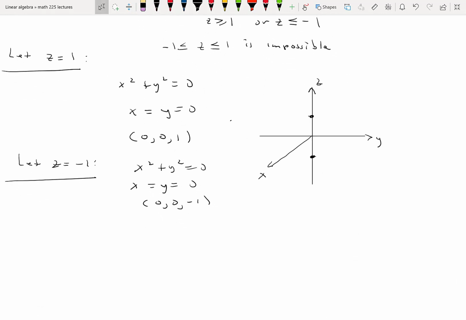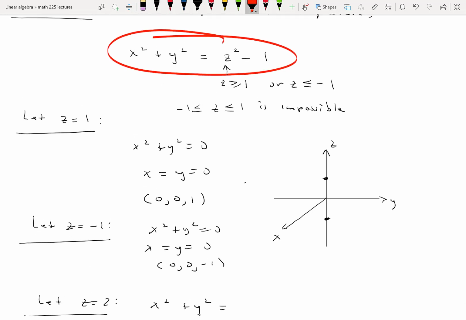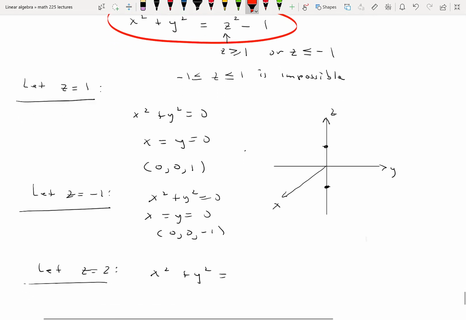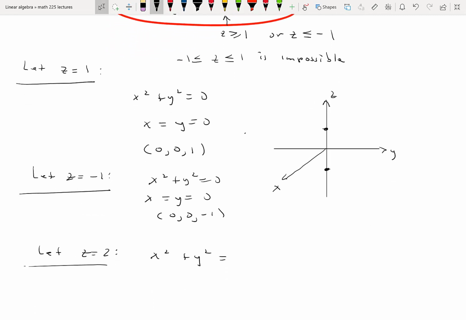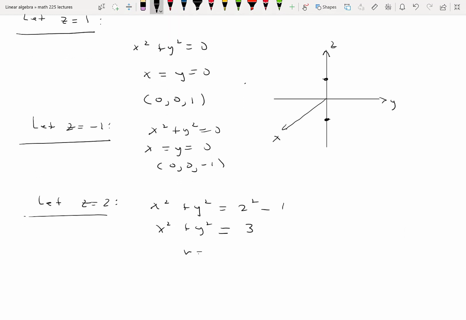So, what should we let z equal? 2. Let's let z equal 2. Let's take a look at the trace of this surface in the plane z equals 2. I'm going to get x squared plus y squared equals, might as well use the form of the surface, x squared plus y squared equals z squared minus 1. If I let z equal 2, I have x squared plus y squared equals 2 squared minus 1. I get x squared plus y squared equals 3. That's a circle. Radius equals square root of 3.